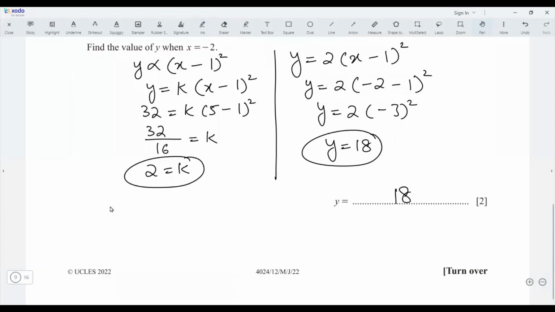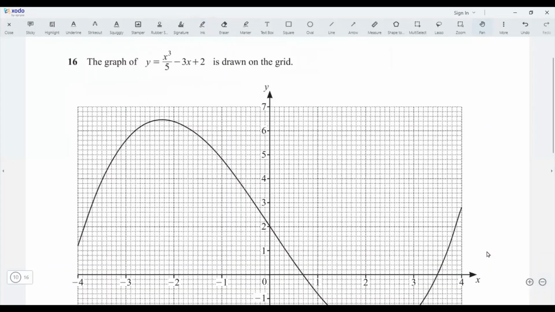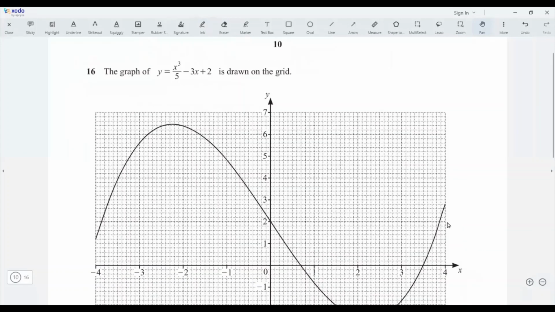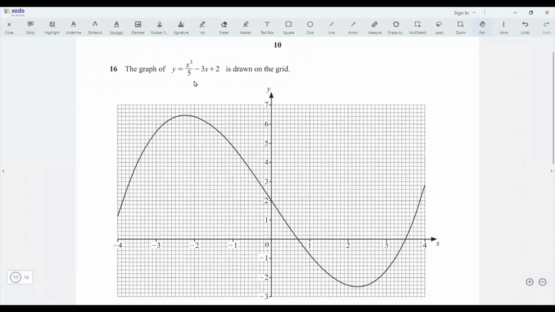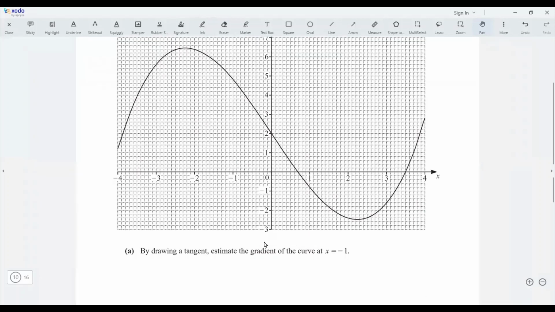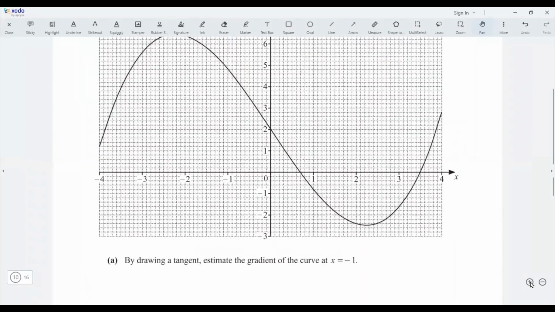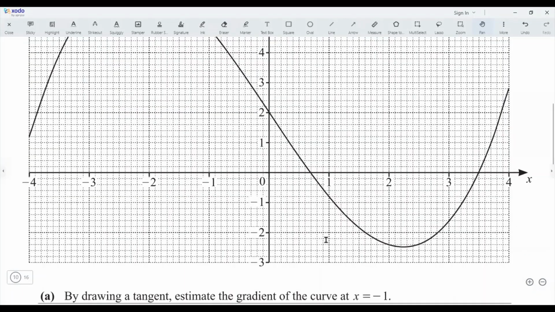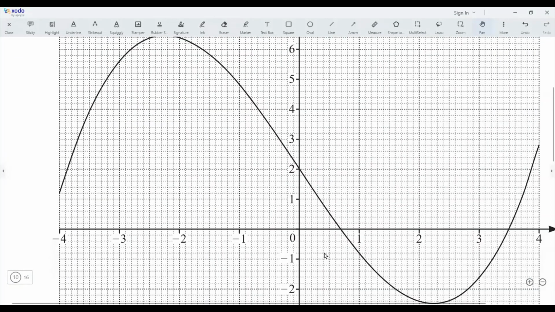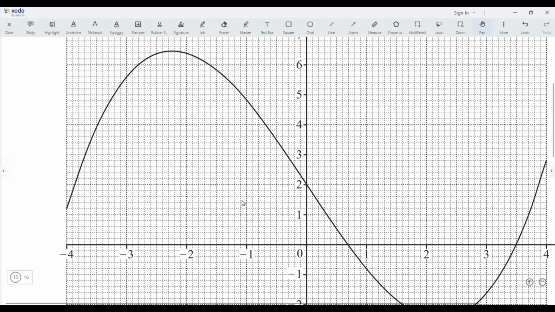So moving towards question 16. In question 16, there is a graph which has been plotted here, and the function's equation is given, y equals x cubed by 5 minus 3x plus 2. So what we need to do, we have to draw a tangent and estimate the gradient of the curve at x equals -1. So where is x equals -1? At x equals -1, we have to mark a point on this grid. It will be this one.